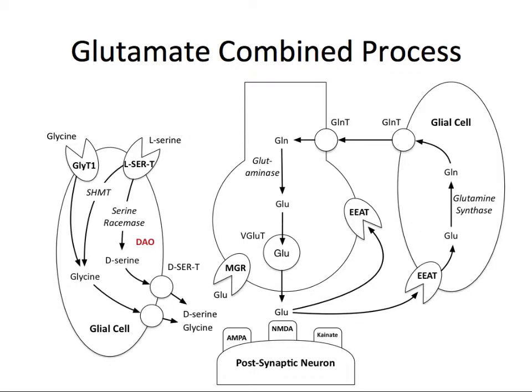Metabotropic glutamate receptors, or MGRs, are linked to G proteins associated with a second messenger system. Groups 2 and 3 are presynaptic and function as autoreceptors. Impaired function of this autoreceptor results in mood instability.